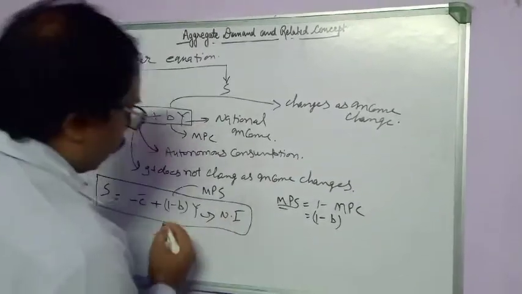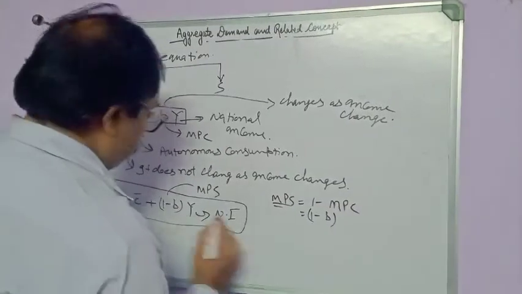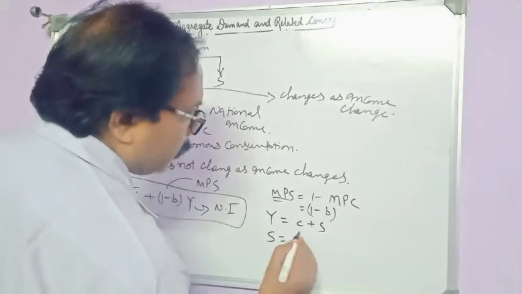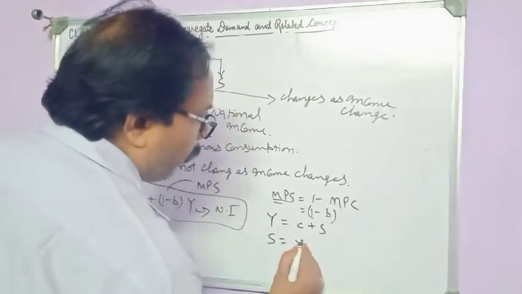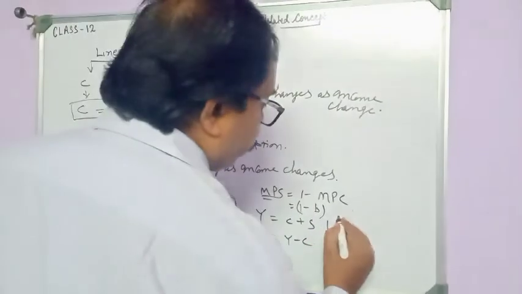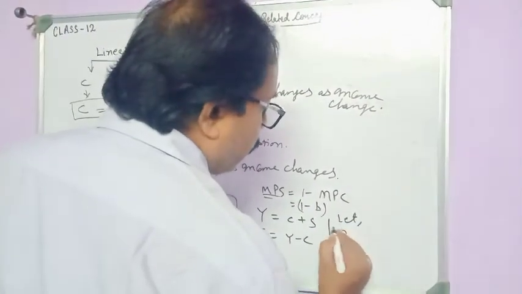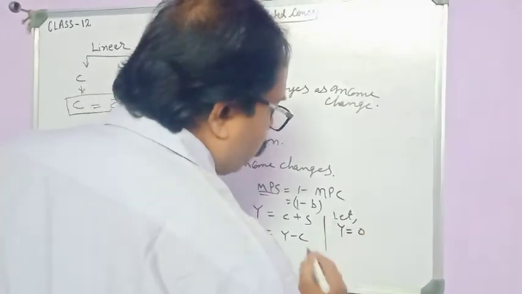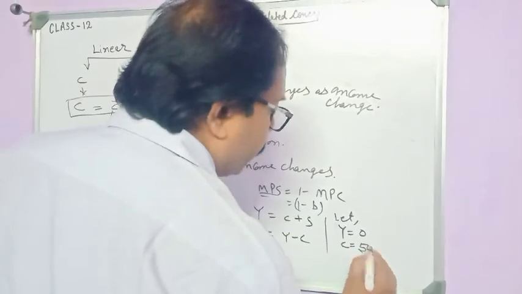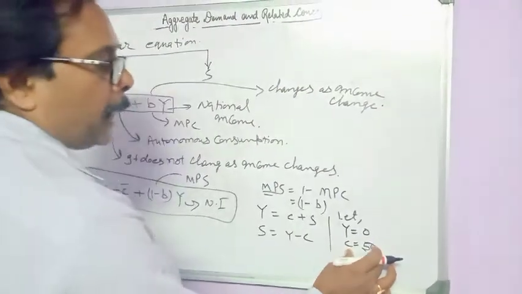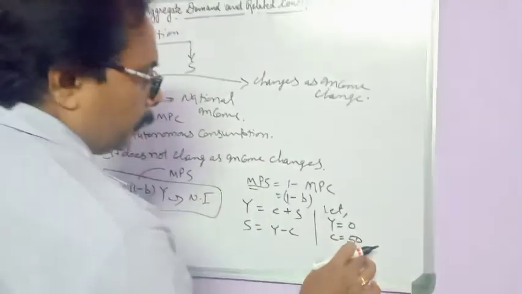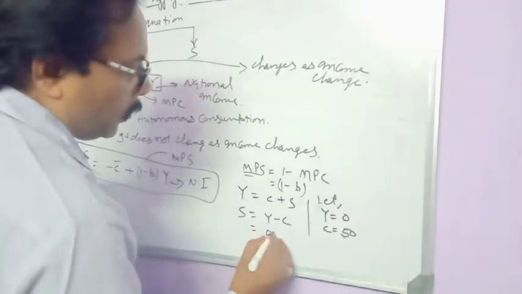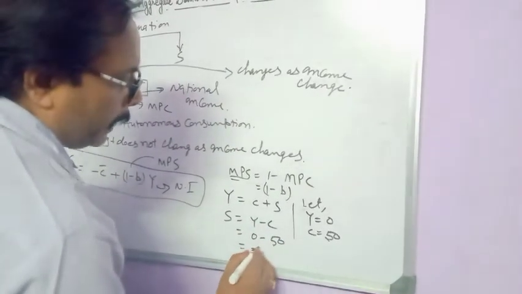So here I just want to give you an example. We know that Y is equal to C plus S, then S is equal to what? That is Y minus C. So let Y is equal to 0, and C is equal to 50, because for the survival of life, consumption can never be 0, and let it be 50. So what will be the saving? So 0 minus 50 is equal to minus 50.